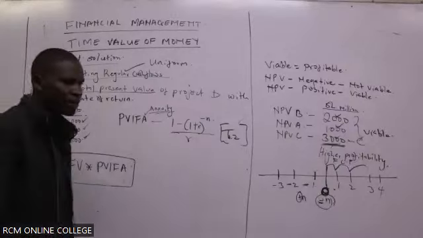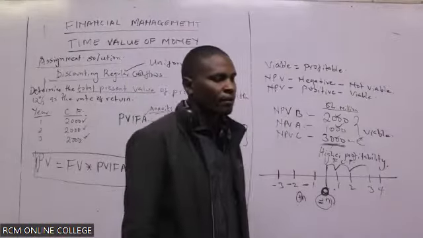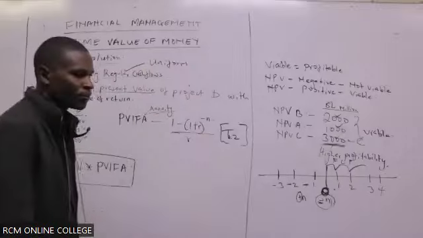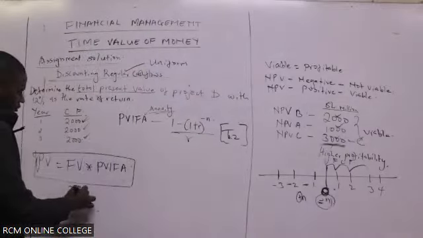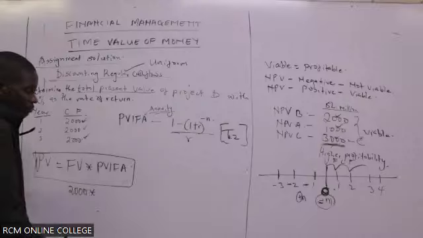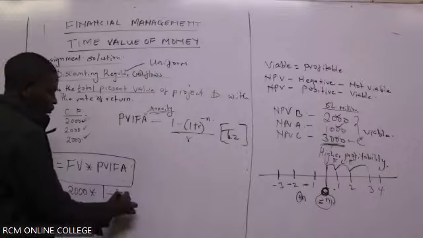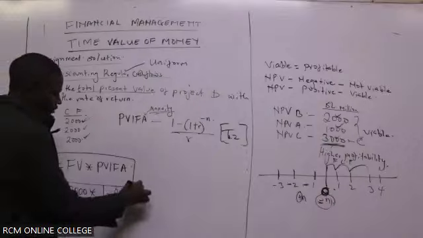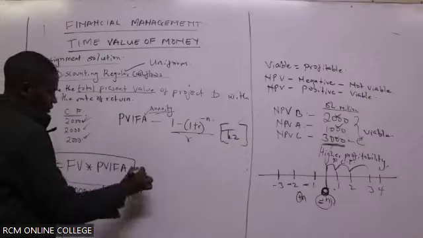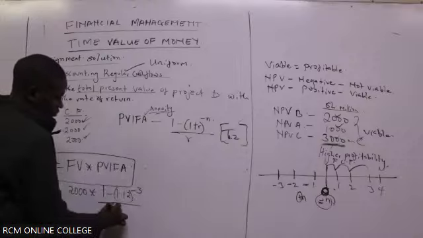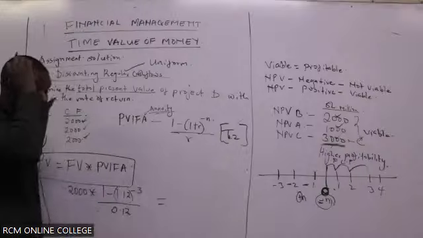For example, in our case, what is the future value? In our question there, future value. See, it is 2000 times PVFA. PVFA will be 1 minus 1.12 raised to the power negative, now we take all the years, negative 3. Then this divided by 0.12. Whatever you'll be getting there will be the present value.